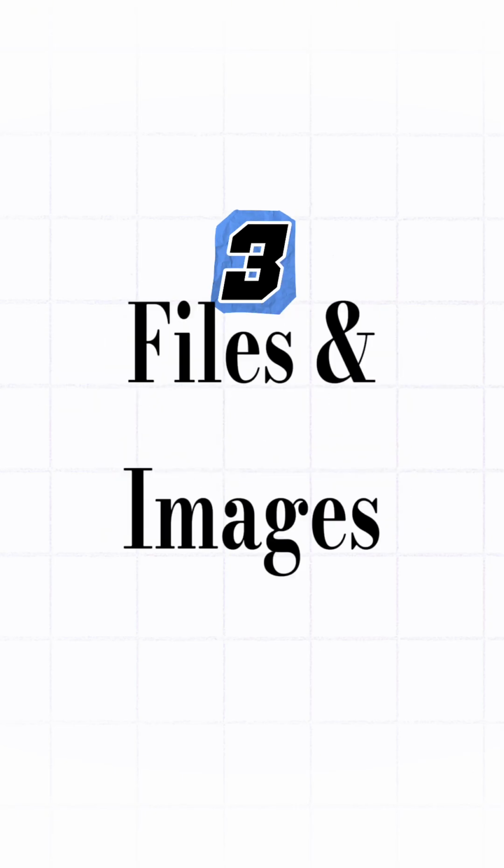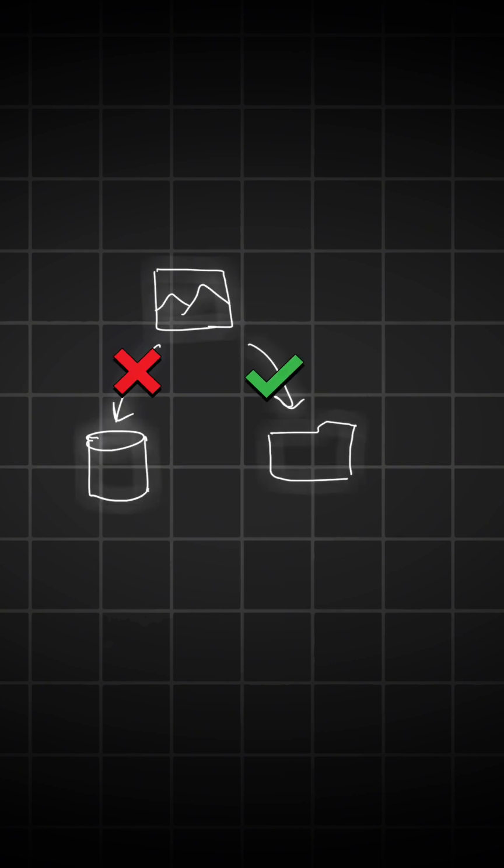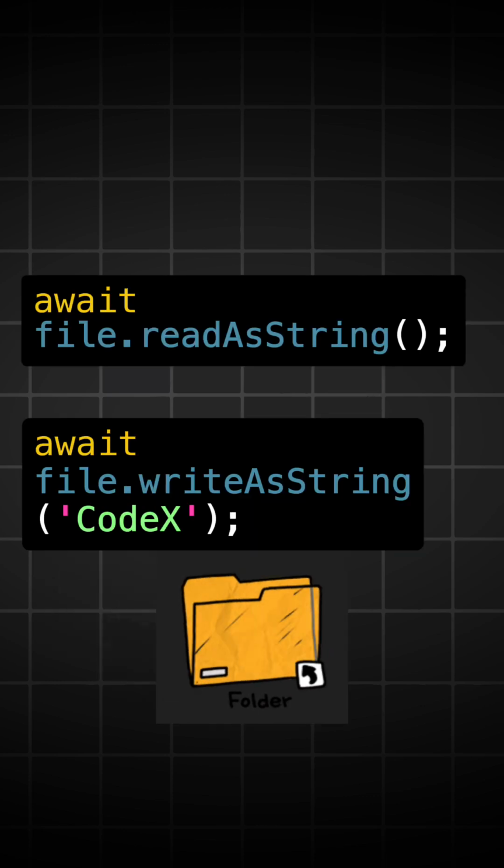Files and images. When dealing with large files or images, storing them in a database can be overkill. You can create a directory in the app's private storage to save files or images using standard file read and write operations. That's one minute.